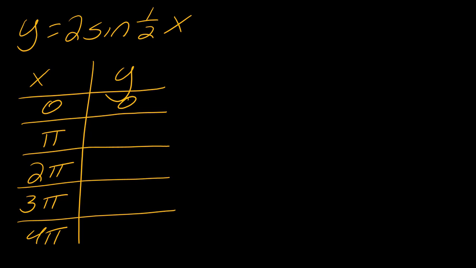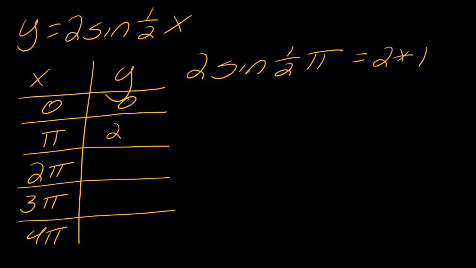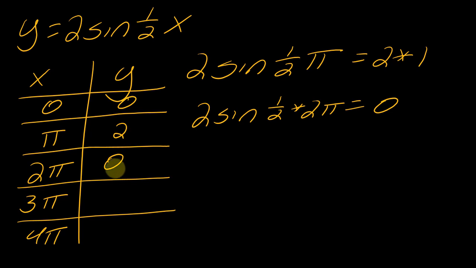So now we just need to figure out the y values. Okay, let's go ahead and do this. I can plug in pi. Sine of pi over 2 is going to give me 1. And then remember, you have to multiply that by 2, so I get the value of 2 here. If I plug in 2 pi, sine of pi is just going to be 0, so this whole thing will equal 0.